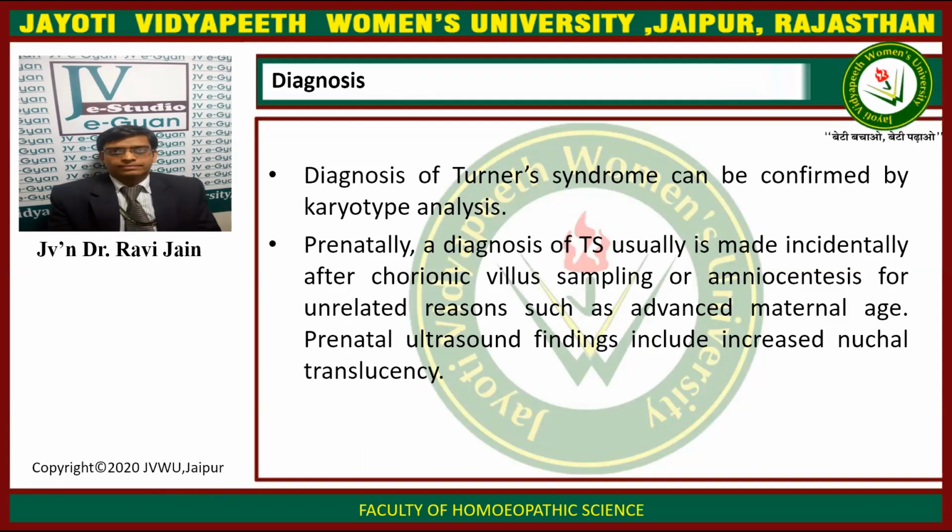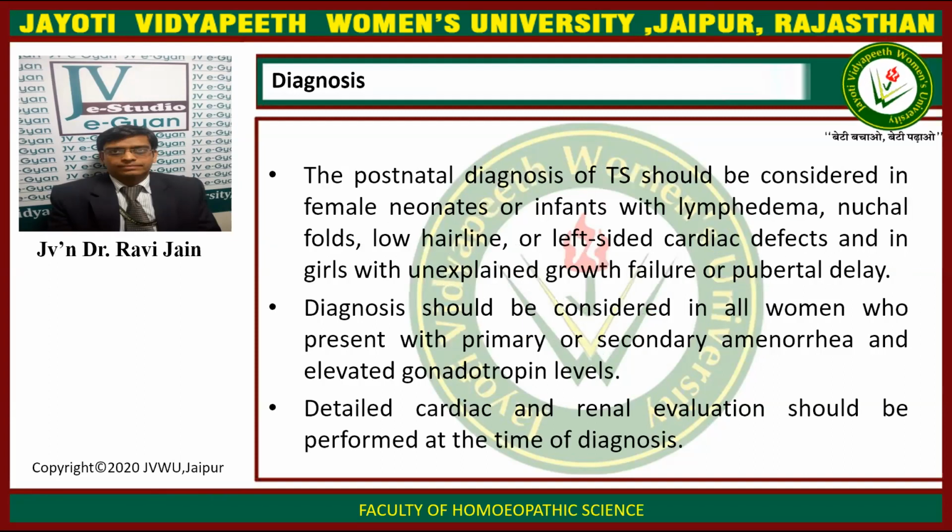Prenatally, a diagnosis of Turner syndrome usually is made incidentally after chorionic villus sampling or amniocentesis for unrelated reasons such as advanced maternal age. Prenatal ultrasound findings include increased nuchal translucency. The postnatal diagnosis of Turner syndrome should be considered in female neonates or infants with lymphedema, nuchal folds, low hairline, or left-sided cardiac defects, and in girls with unexplained growth failure or pubertal delay.